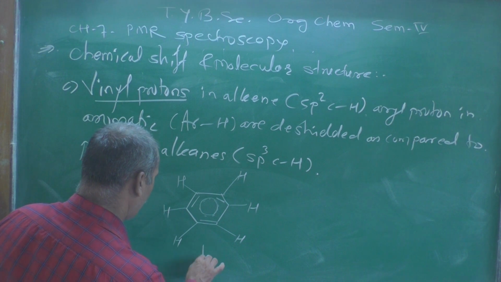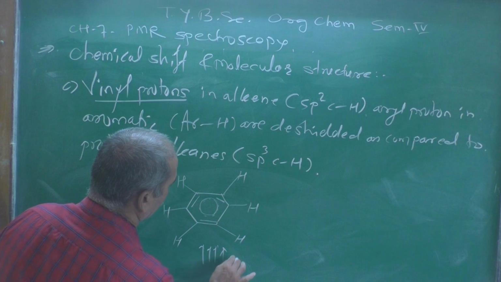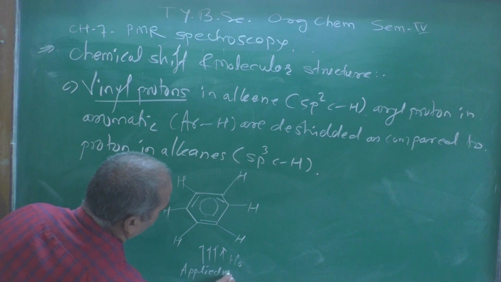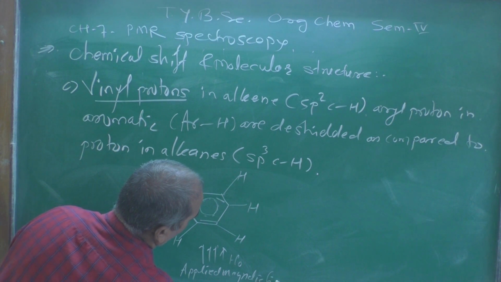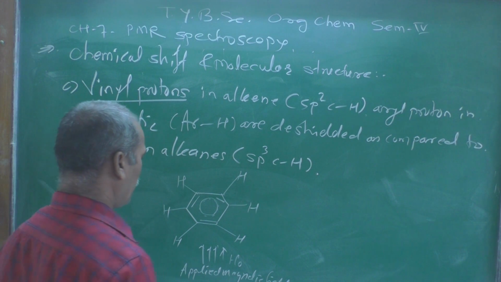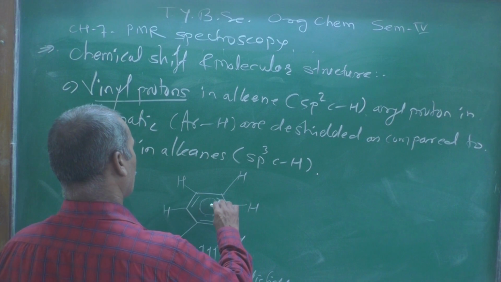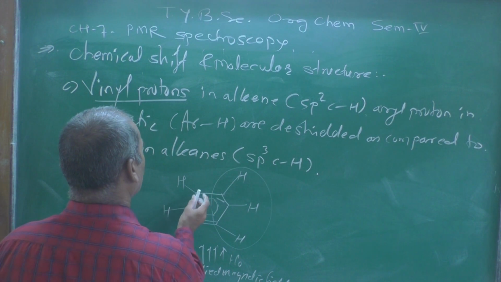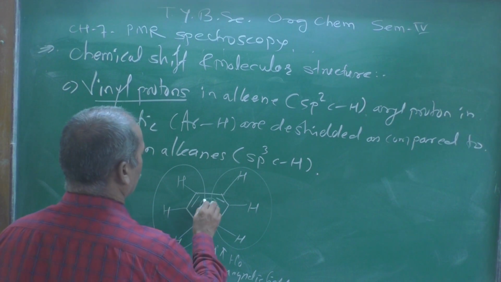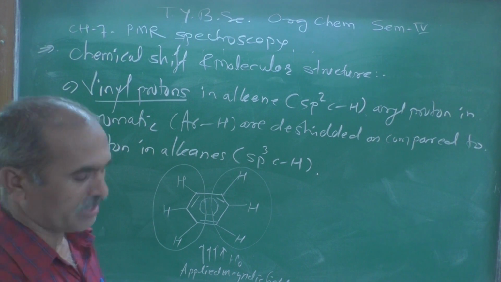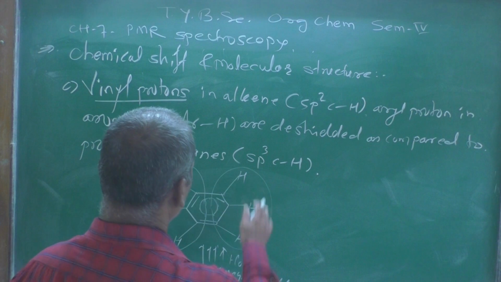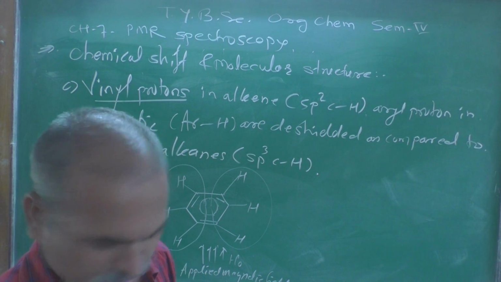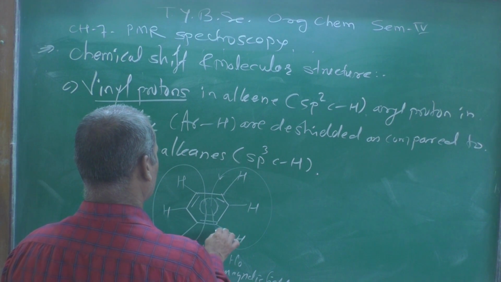When you apply H0, which is represented as the applied magnetic field, or you can call it an external magnetic field, this kind of induced magnetic field is generated over there. This is the induced magnetic field.